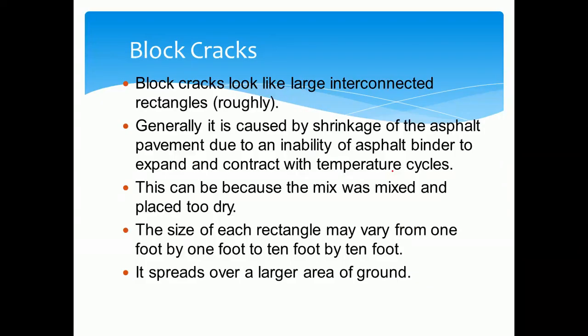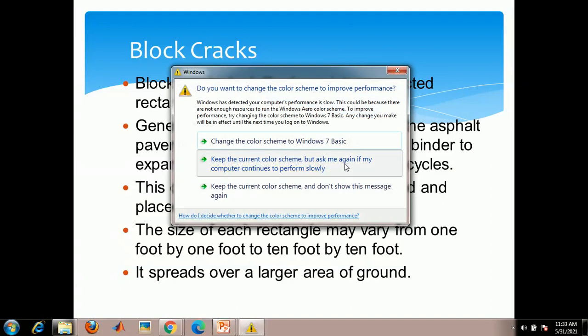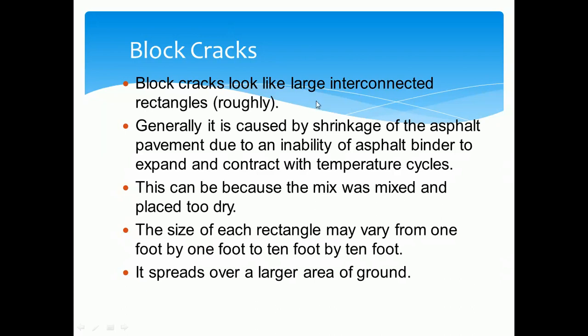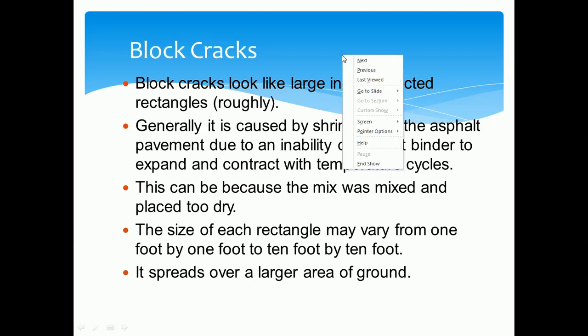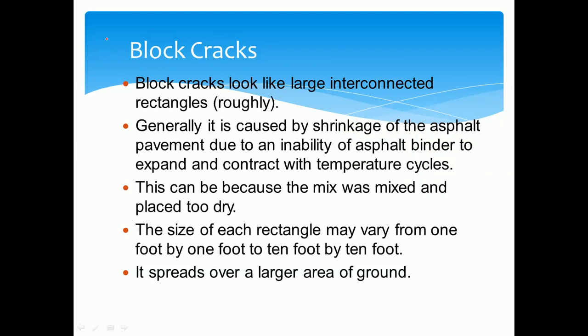Another type of crack you may observe in the flexible pavement is block cracks. As the name indicates, the cracks we are observing are in the form of rectangular blocks. Block cracks look like larger interconnected rectangles. Therefore it is named block cracks. What is the cause? Generally this type of crack is observed because of the shrinkage of the asphalt.